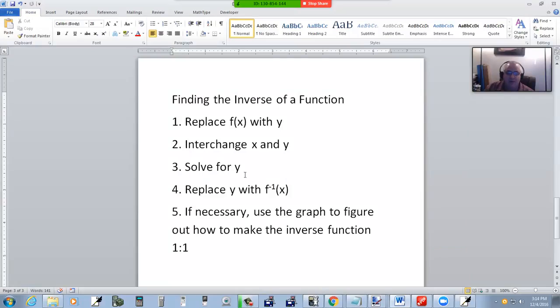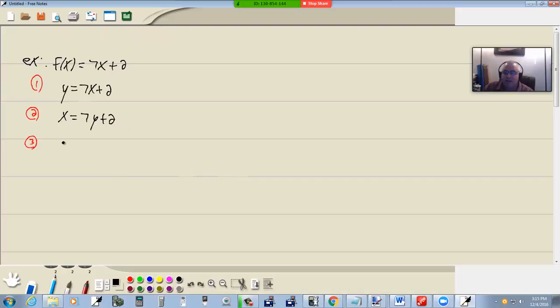Step 3, we want to solve for y. So I take the 2 over. We got x minus 2 is equal to 7y. Divide both sides by 7. So we got x minus 2 over 7 is equal to 7y over 7. So x minus 2 over 7 is equal to y. Or you could split this into two separate fractions if you wanted it in slope-intercept form.